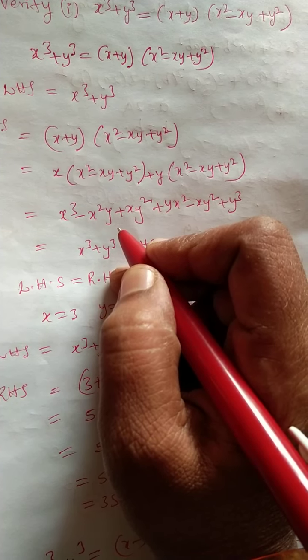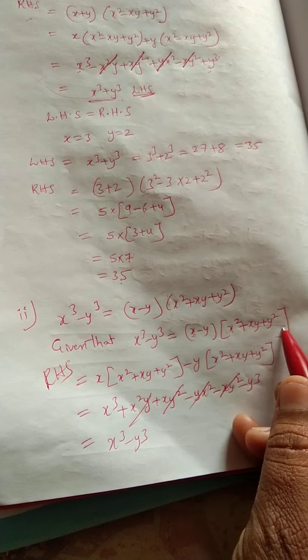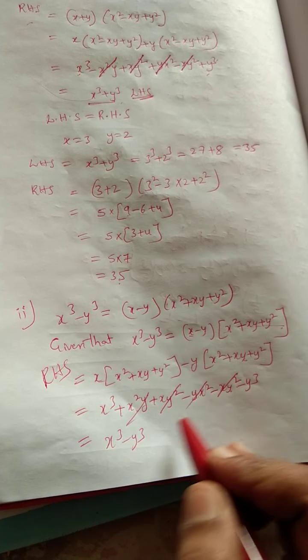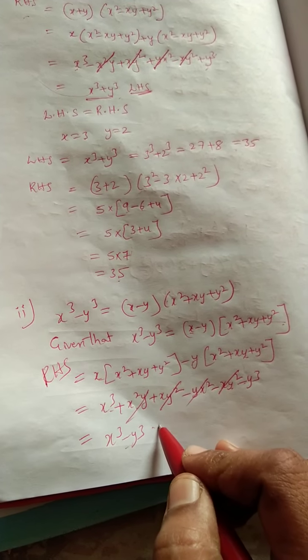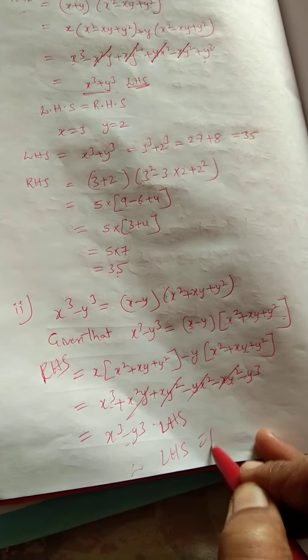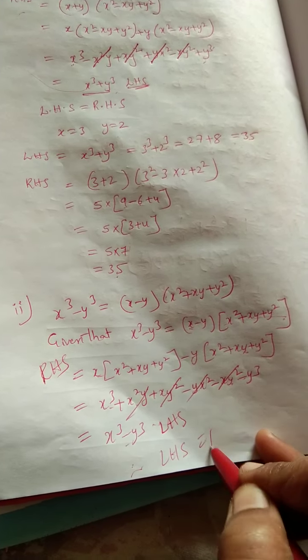Next, second part, very simple, same formula. Here minus is there, here plus is there, that you can remember, same as this. Given formula it is. Now you can take RHS, this is the RHS. RHS we can take and multiply x with the whole bracket, minus y with the whole bracket. Now inside you can multiply, then do the cancellation of terms, and the remaining terms you write, that is LHS. Therefore LHS is equal to RHS. We verified it through normal multiplication.